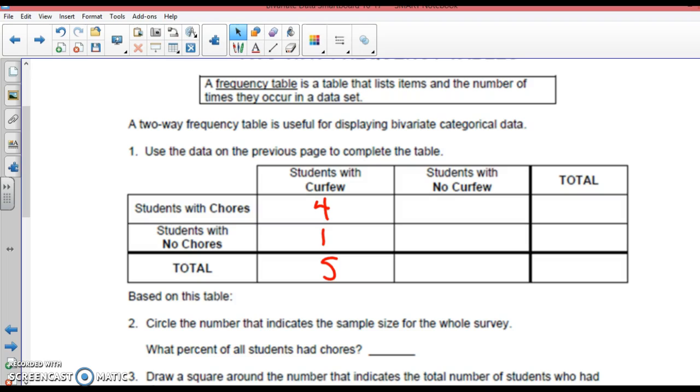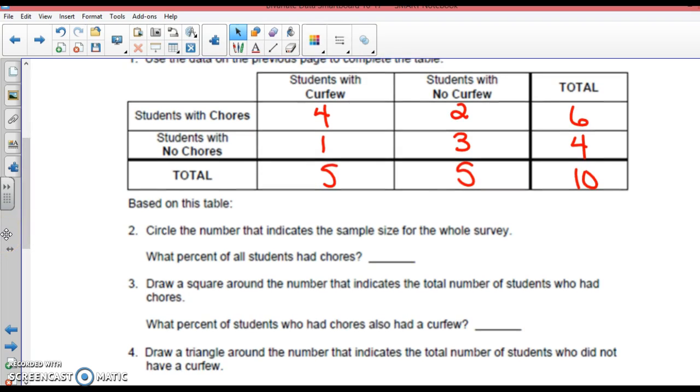Total 5, that's students with a curfew. Students with no curfew who had chores, there were 2 in that section. And this group right here is no curfew and no chores. There were 3. That adds up to 5. Our total, if we go across, 6 had chores, 4 had no chores, and that adds up both ways. It needs to add up to 10.